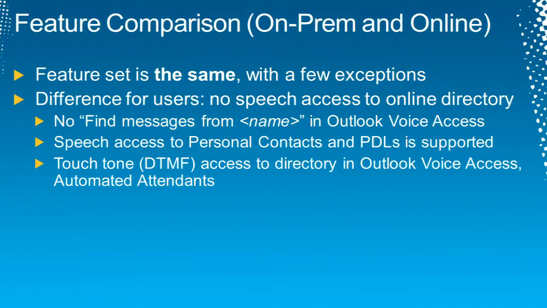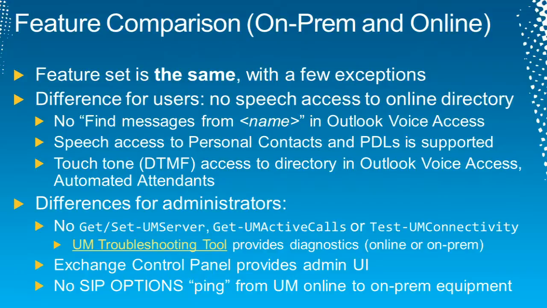You get speech access to personal contacts, calendar, personal distribution lists, all those good things, just not speech access to the directory. It also means that we don't have speech-enabled auto attendants at the moment in Office 365. We provide automated attendants, but they're touch-tone automated attendants, so callers need to spell the name or enter the extension number. And that's it. Those are all of the user level or caller level differences.